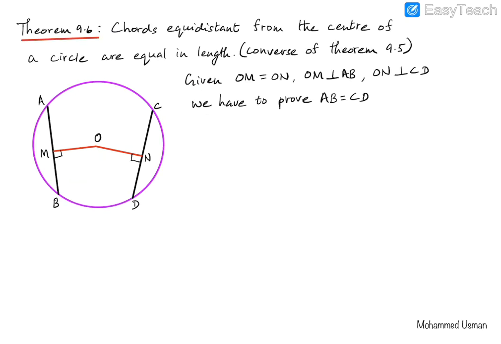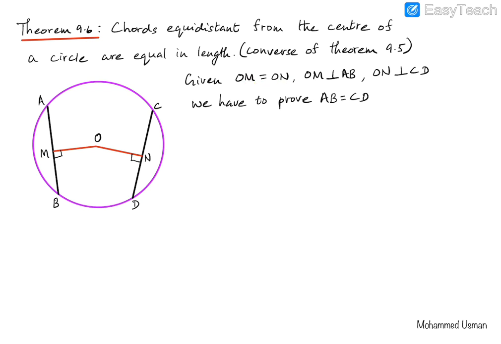So that will be the converse of this particular theorem, which says that chords equidistant from the center of the circle are equal in length. In this case we are given that the distance from the center of the circle to the chord is equal, that is OM equals ON, and we have to prove that AB is equal to CD. Since we measure the distance from a point to a line along a perpendicular, we also have that OM is perpendicular to AB and ON is perpendicular to CD.